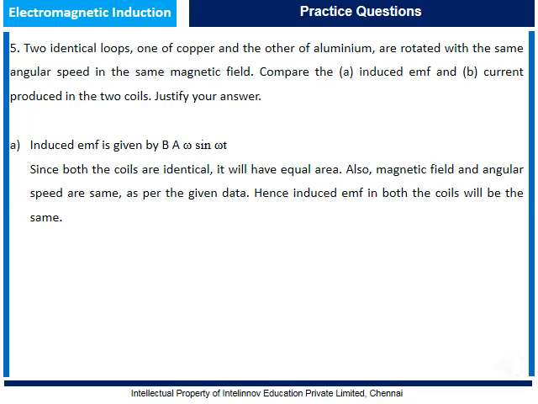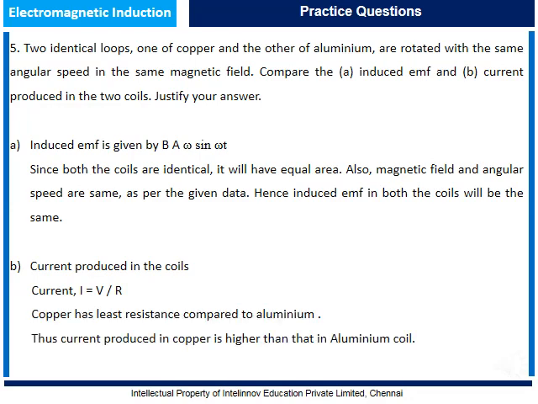Now, let us understand the current produced in the coils. The current is given by V by R. Here, the only differentiator between copper and aluminum is resistance. Copper has the least resistance compared to aluminum. Thus, current produced in copper is higher than that in the aluminum coil.